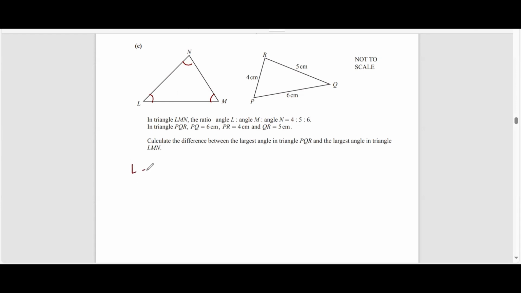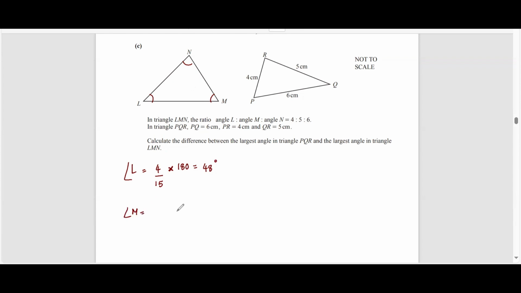To find angle L, the ratio of angle L is 4 divided by the total ratio. Add them up: 6 plus 5 is 11, 11 plus 4 is 15, times the total. Total means in a triangle, all the angles add up to 180 degrees. So 4 into 180 divided by 15, when we put this in the calculator, we get 48 degrees.